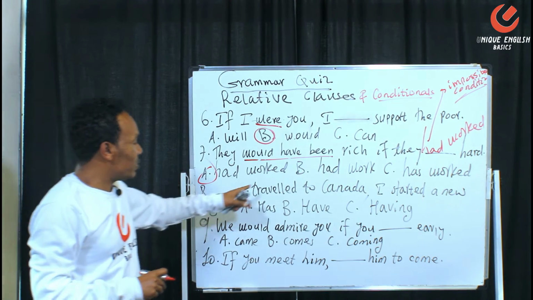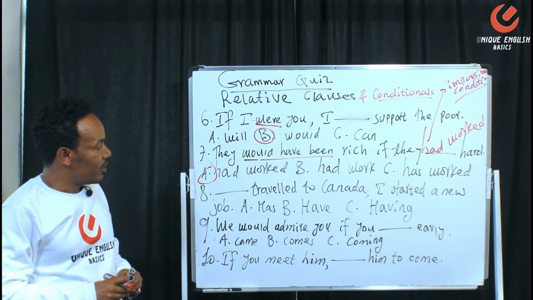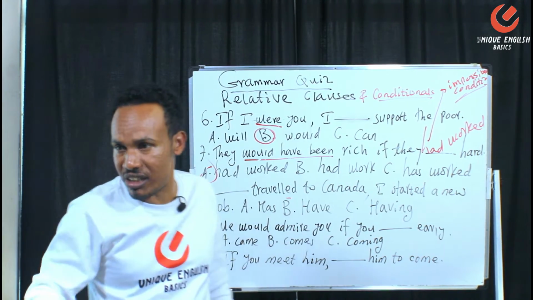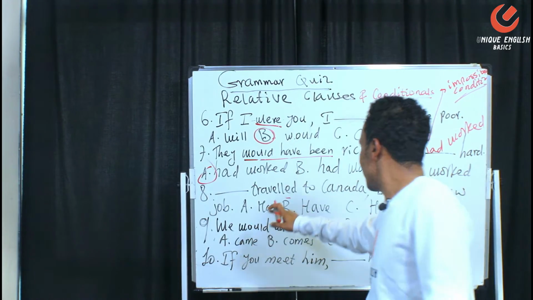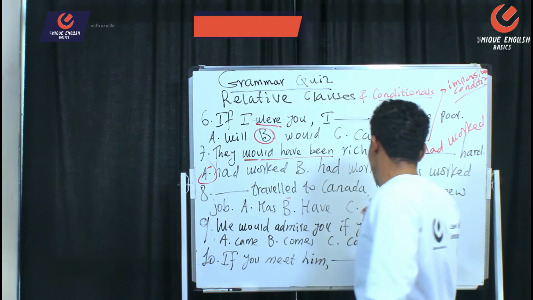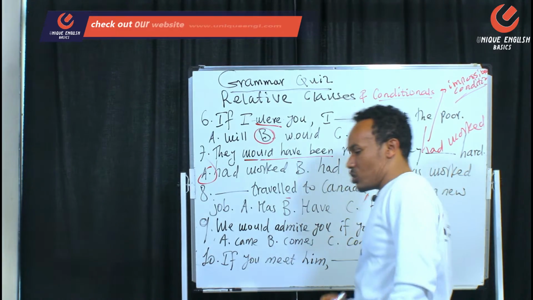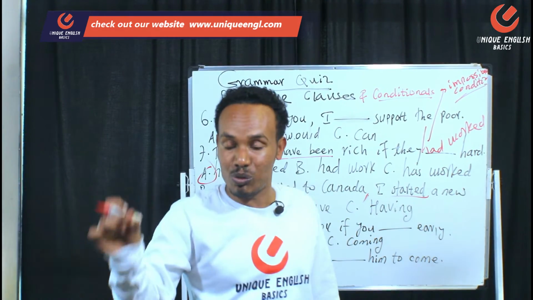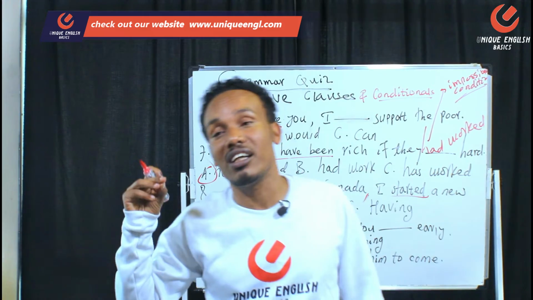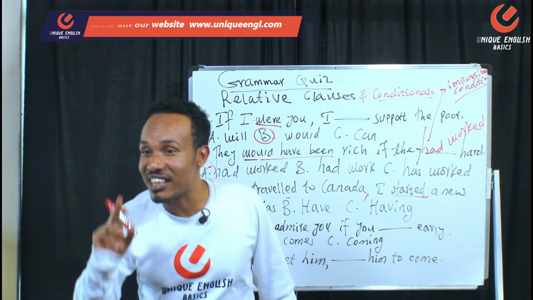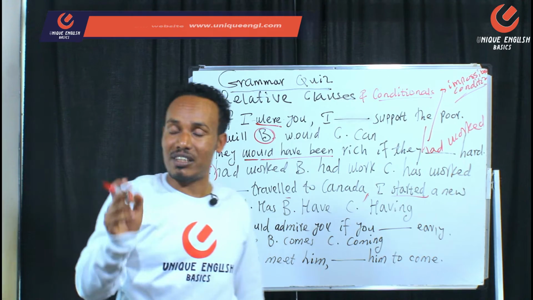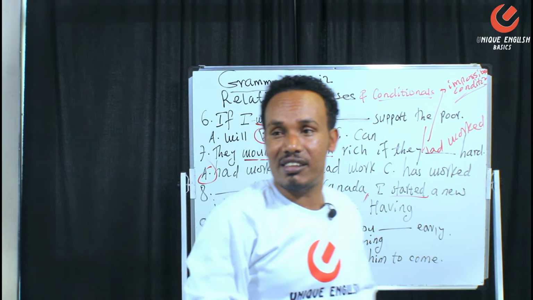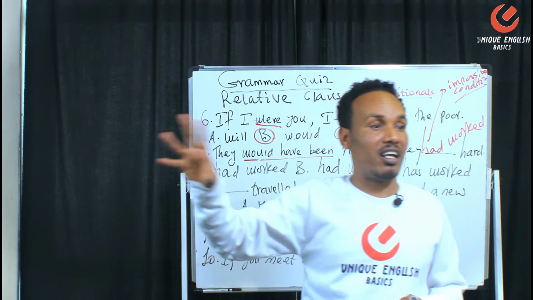Let's see number 8. Dash traveled to Canada. By the way, you can make traveled single L or double L; it's a matter of British or American English, there's no problem about it. So Dash traveled to Canada, I started a new job. So started is given here. When two actions are given with a time gap, the first action has to be with past perfect tense and the second action has to be with simple past tense. This is what we call a sequence of events or actions in the past.